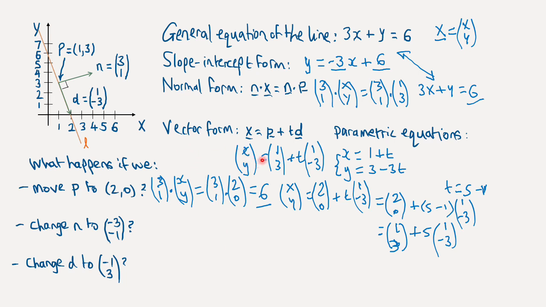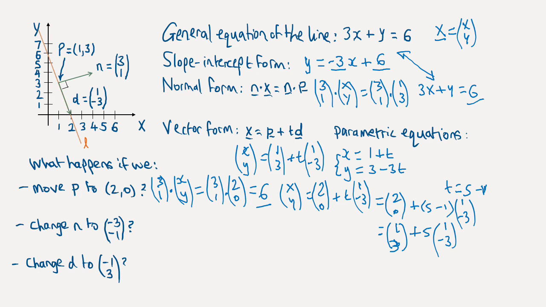Here I had before, when I had point P equal to (1, 3), (x, y) equals (1, 3) plus t times (1, -3). And now when I moved point P to (2, 0), I've got (1, 3) plus s times (1, -3). Remember, s and t are just scalars. So whether I use t or whether I use s doesn't matter. The vector form is the same. Okay, let's do a similar process, changing the normal vector, to see what happens.